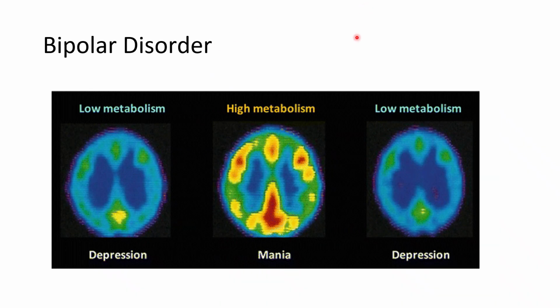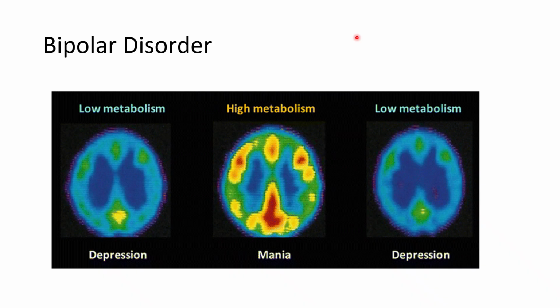FDG can also be used to look at bipolar disorder. This also has altered glucose metabolism in the brain. But because people with bipolar disorder will often have episodes of depression and manic episodes, it depends on where they're at with their bipolar disorder to be able to see how the FDG is taken up.